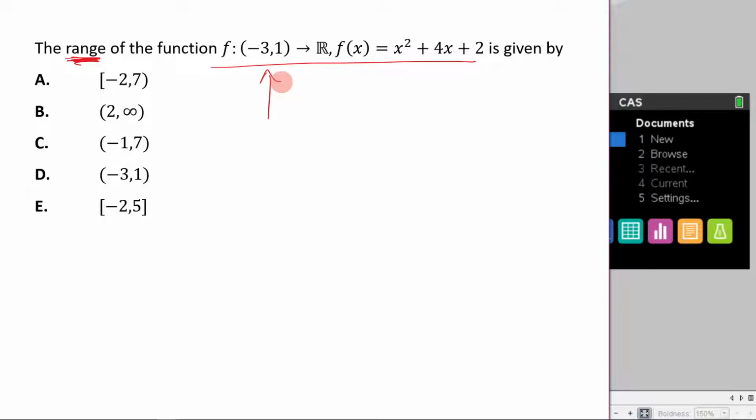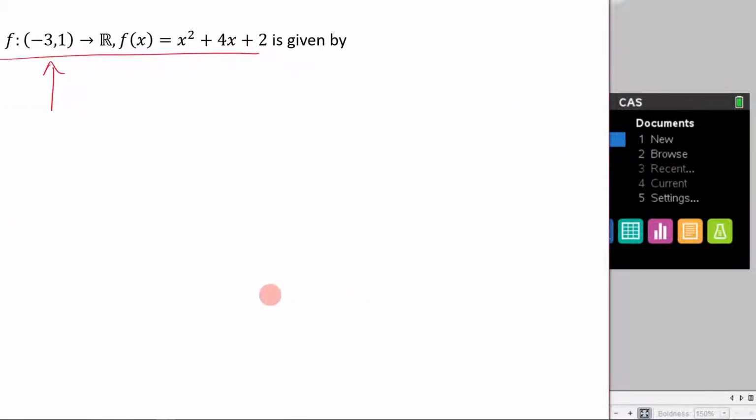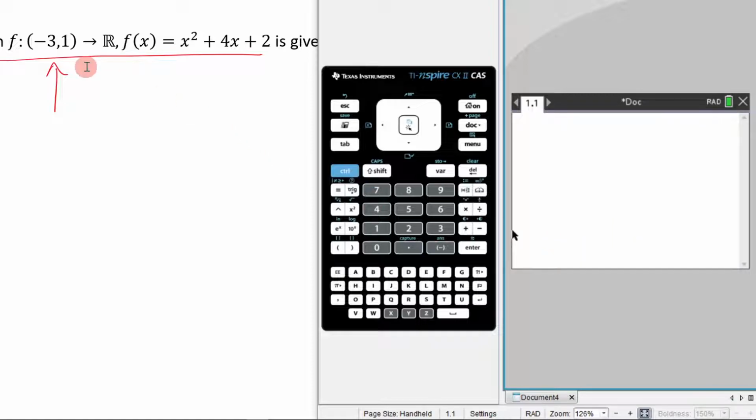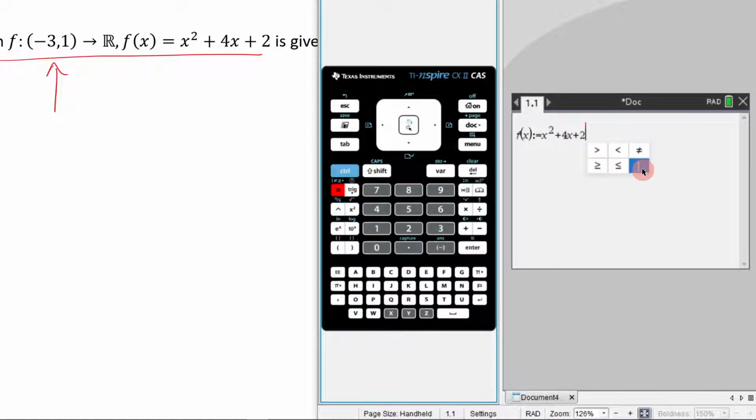So what are we going to do to help us out? Well, you've got the CAS calculator, so you'd be crazy not to use your CAS here to do all the heavy lifting for you. We're going to have to begin by defining our function with the restricted domain. So I'm going to go f of x, control this, so that is now defining it. Then I'm going to type in x squared plus 4x plus 2. And now I need to put in the restricted domain. So remember, to do this, you go control equals and then such that. And now I'm going to go from -3 to 1.